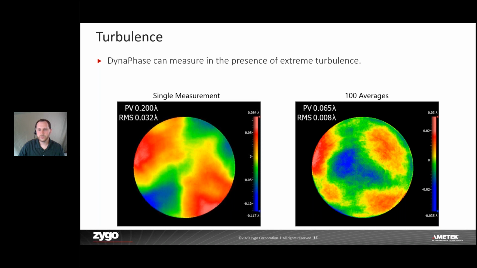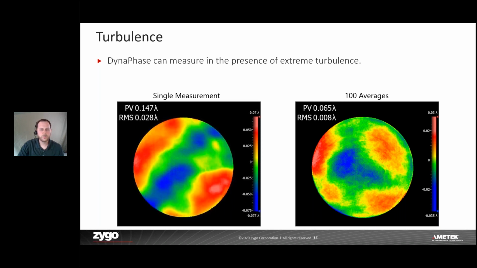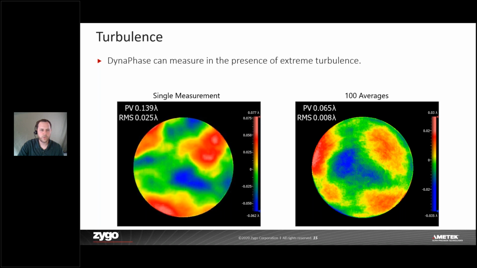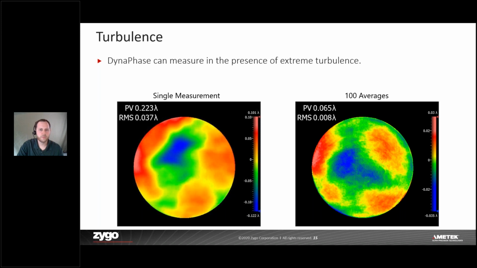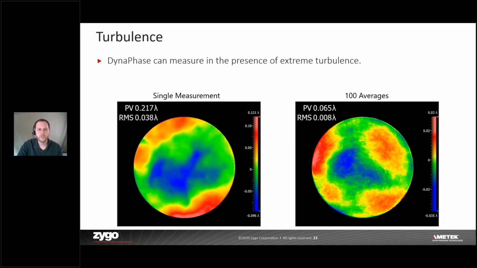On the left here, you can see we have a single measurement. And if I click through a few single measurements, they're all quite random. All of that is the effect of turbulence. So what I did here on the right is take 100 measurements and average them all together. What's nice about Dynaphase is that because we're capturing so quickly, I was able to do those 100 measurements in only 5 seconds. If we were to use PSI or Q PSI, that's going to take a significantly longer amount of time.